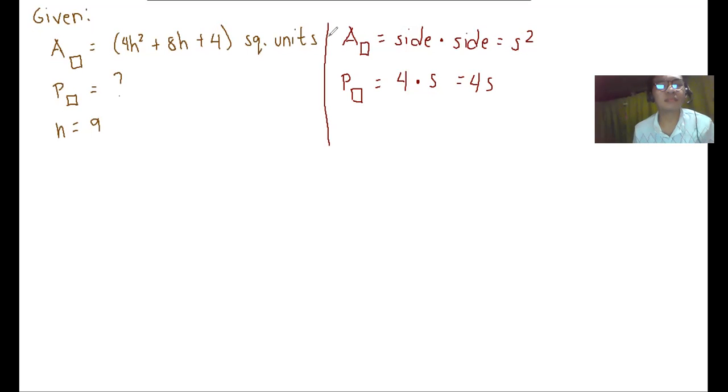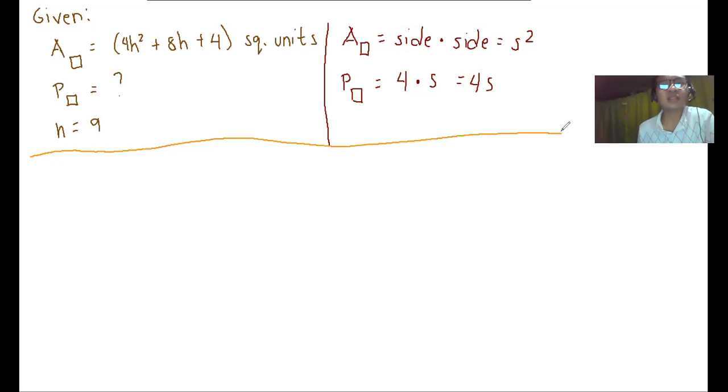So we look at the formulas for the area and perimeter of the square. We have a similar variable appearing, which is s, pertaining to the side. So we need to solve for s so that we can solve for the perimeter of the square. So let's solve for s. Before that, let's substitute h equals 9 into the given trinomial of the square.